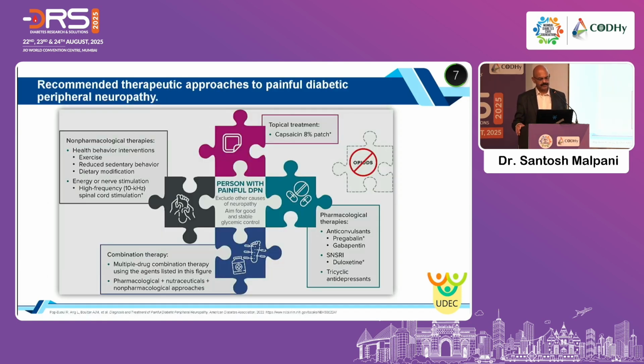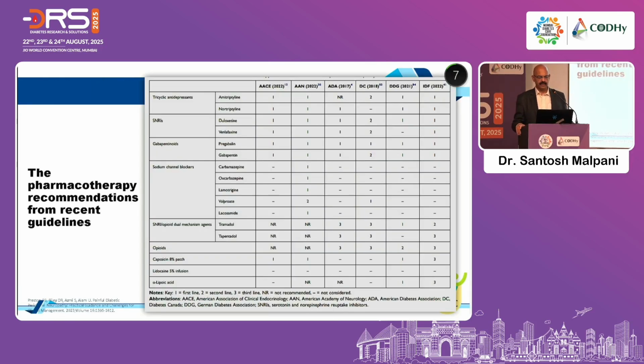treatment of these patients. We have got the control of glycemia and control of associated factors for the prevention. We have got pharmacotherapy. We are going to go into details in the coming slides. We can combine the therapy. As far as topical treatment is concerned, we have got the capsaicin, which has been approved by various associations as well as the FDA, and we have got the high frequency spinal cord stimulation as the ancillary treatment to these things. There are AACE, AAN, ADA, DC, the German association, and IDF.